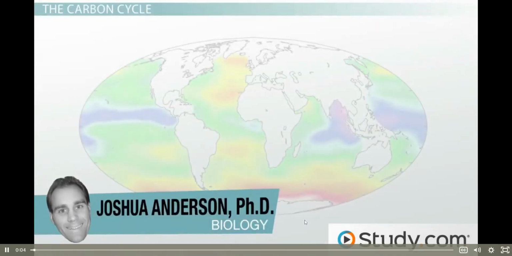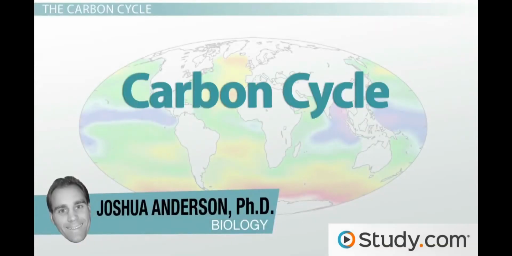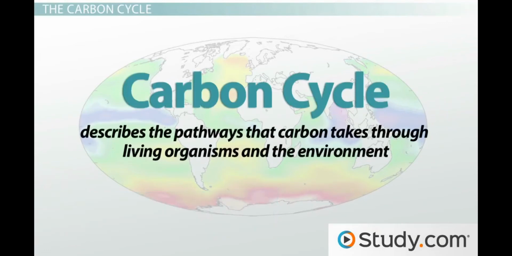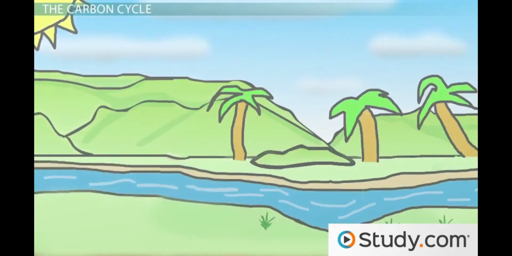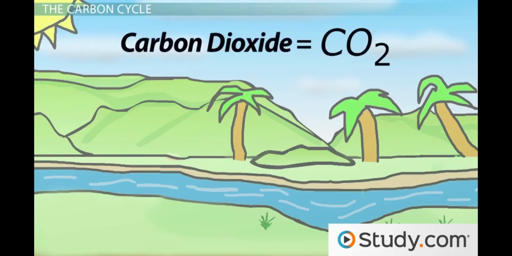Perhaps the most studied biogeochemical cycle is the carbon cycle, which, as you may have guessed, describes the pathways that carbon takes through living organisms and the environment. The carbon cycle is very different from either the nitrogen or phosphorus cycle. One reason is that the primary source of usable carbon for plants is carbon dioxide in the atmosphere, not the soil, which is where the main sources of phosphorus and nitrogen are for terrestrial plants.